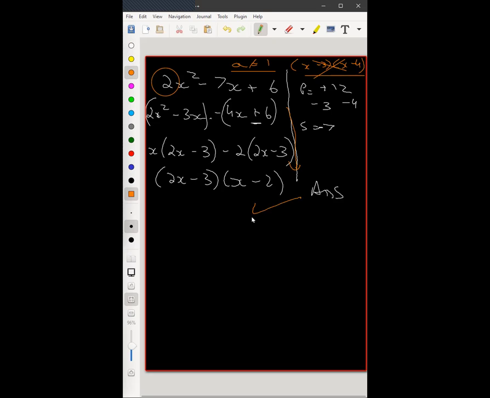Paki, doubt? No, sir, I just did it like 2x squared minus 4x minus 3x minus 6. That's okay, fine. The answer will come the same, whether you do minus 3x and minus 4x or minus 4x and minus 3x, it's the same thing. Ultimately, you're going to reach the same answer. Clear, everyone, on this factorization of quadratics, that's splitting the middle terms?